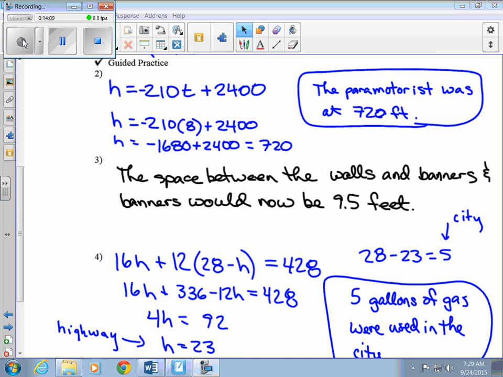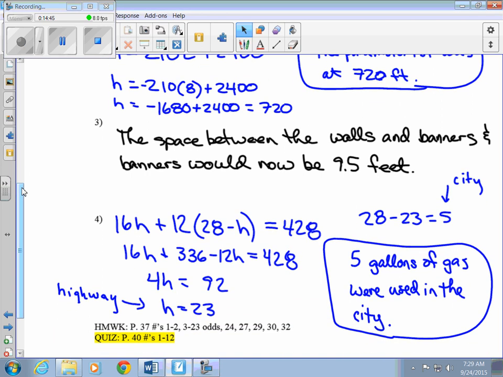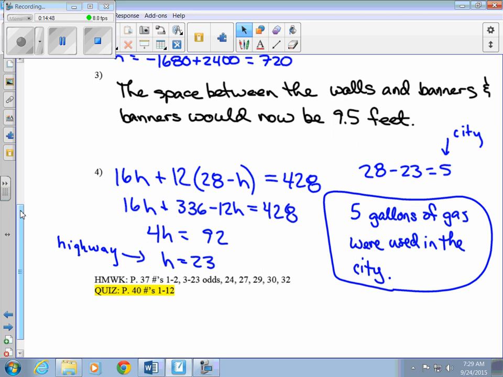And here are the answers to your guided practice questions. Now notice in number 2, I decided to go with the route of making an equation. Our starting height was 2,400 at time 0, and we went down 210 feet, so I have a negative 210 as my slope, and then I put my 8 in. In number 3, we changed that equation from example 3 in your book. And so the distance between the walls and the banner is 9.5 feet, and then also the distance between each banner is 9.5 feet.